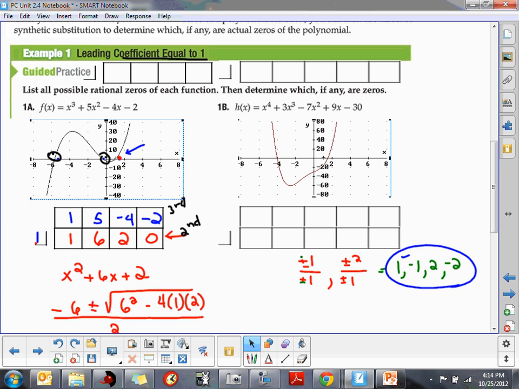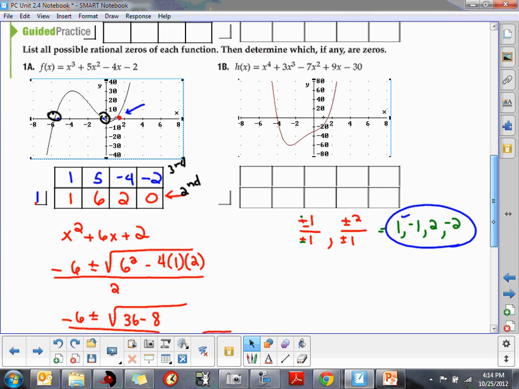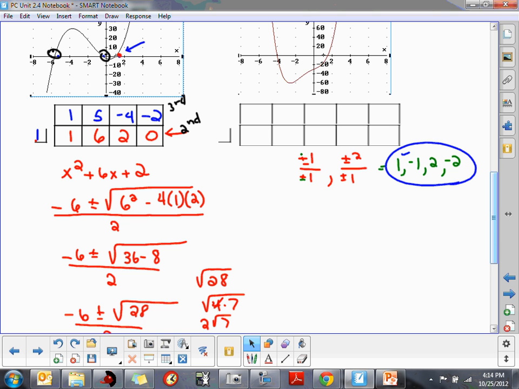Okay, so we're supposed to make a list of all rational zeros of each function and determine which, if any, are zeros. So here's what I've done with this one. I've gone farther than we needed to go just to show you the whole process of how we're going to find all the zeros. So all they want us to do in the directions on this one is to get to this level. Once we got to the level of it being a quadratic, take a look at this quadratic. Will it factor into any decent rational factors?